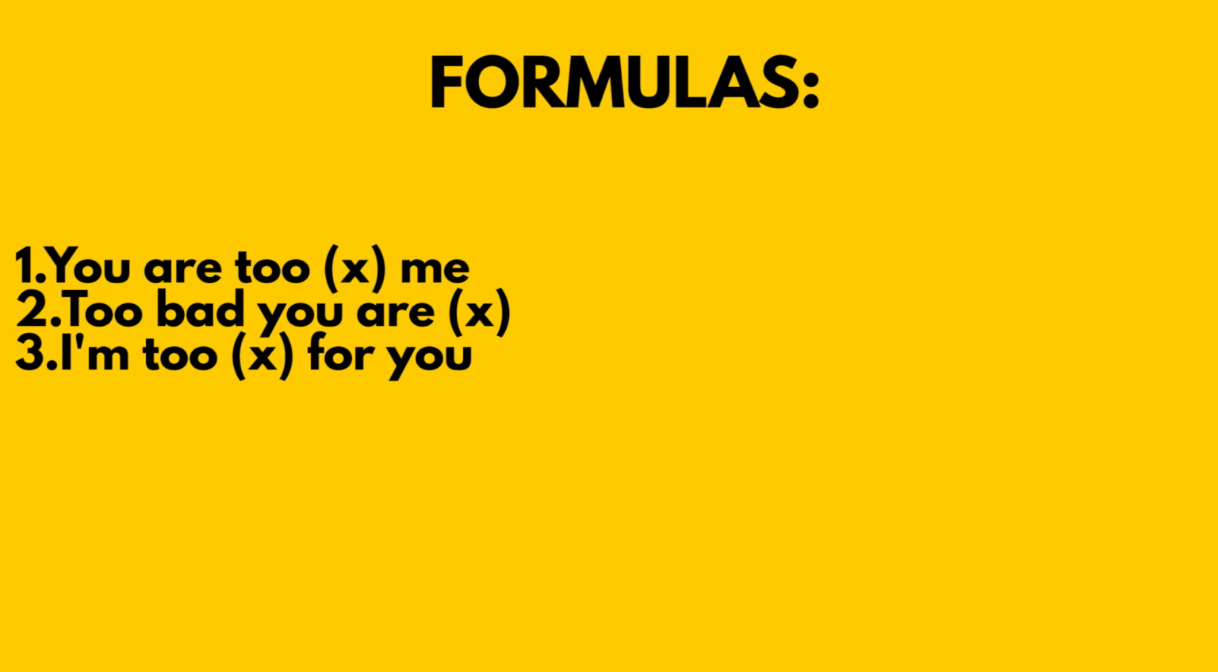Now, let's actually get into the FTQ formula itself. What is the false disqualifying formula? There are 3 formulas that I use when I want to disqualify a girl. The 3 formulas are as follows: you are 2x for me, too bad you are x for me, and the last one, I am 2x for you. And x being the actual qualities that I mentioned before that you want to disqualify on.